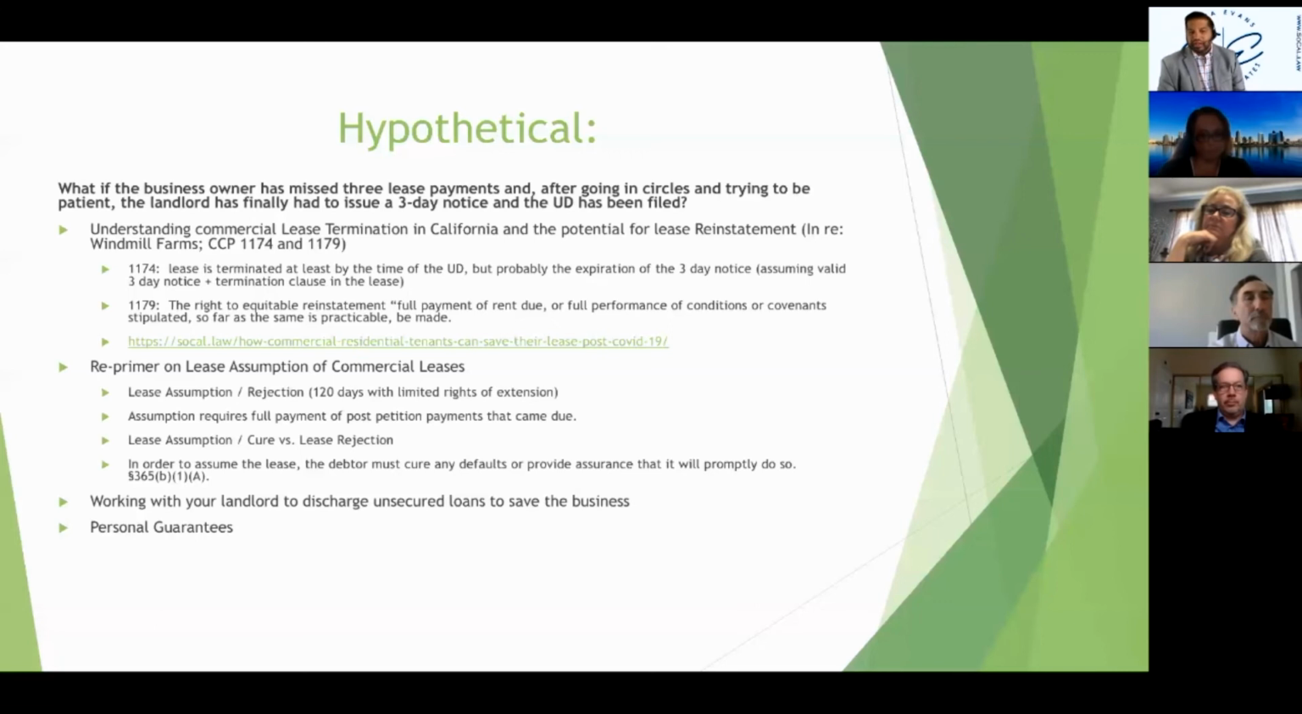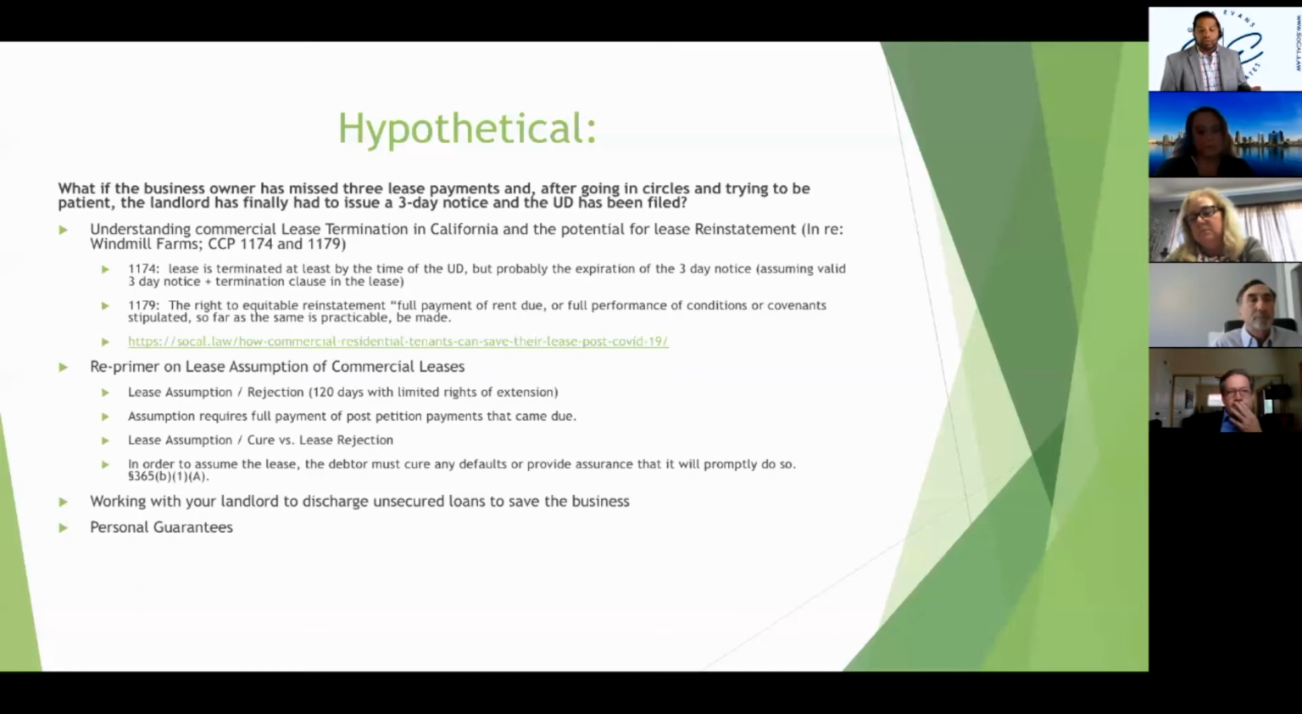But one of the things that you need to do in order to reinstate under 1179 is make full reinstatement or full payment of any past due rents. So you might be in a situation where you're saying, hey, let's go file for bankruptcy and reinstate the lease, and maybe we can amortize the arrearages. But if you don't have a lease to reinstate, assuming the 3-day notice has been properly issued and the lease has been terminated, you're going to have to pay full value of the lease before you can reinstate and assume. So that's step one.